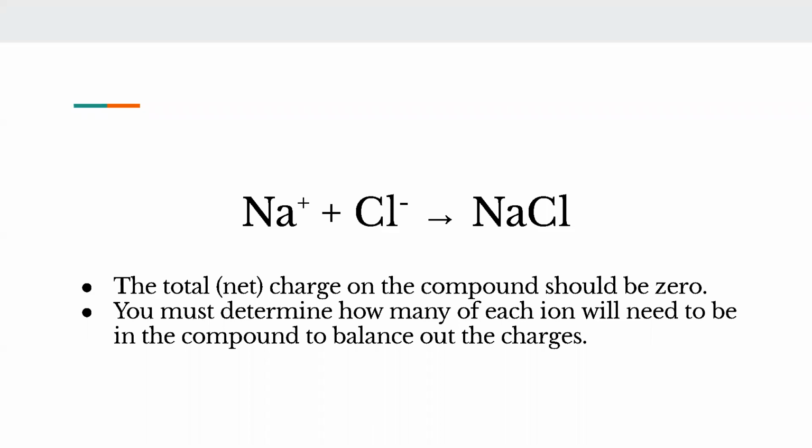Here are some tips. The total net charge of the compound should be 0. As you can see here, the Na ion only has a +1 charge. The Cl ion has a minus charge. But together, NaCl has a neutral charge. There's no signs or anything. It just says NaCl, no pluses or minuses. You also have to determine how many of each ion you need to balance out the charges. In this case, it's just +1 and -1, so it's easy, right? But in other cases, you might have to do some math with ratios to figure it out, which isn't that hard.